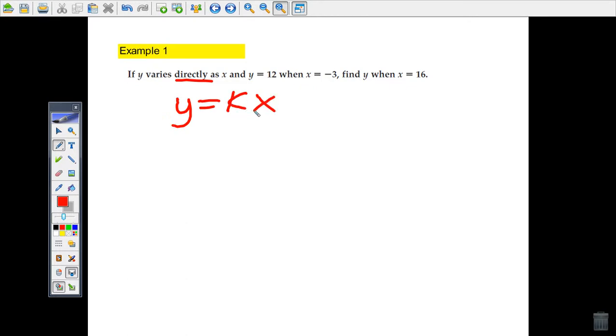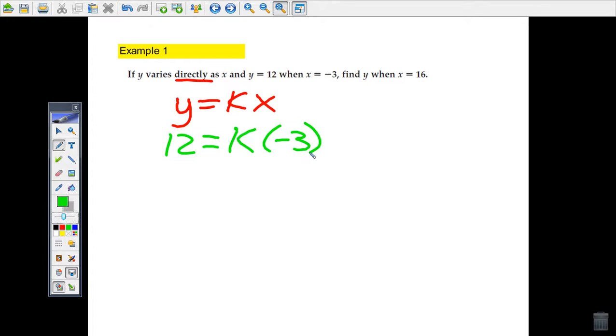Remember, I told you that k is a constant. So we need to find out what k is. Well, do I know some combination of x and y? Do I know some value for x that has an output of y? Yes, I know that y is 12 when x is negative 3. So I could say that 12 equals k times negative 3.